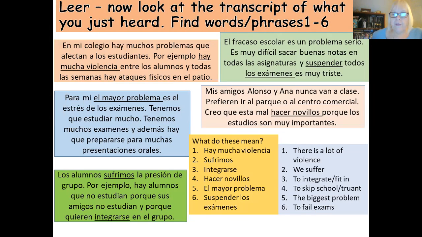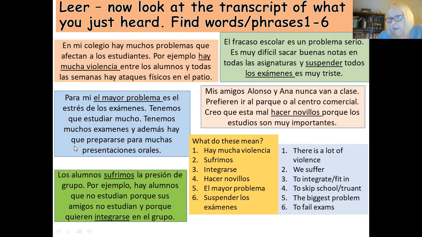There's other vocabulary in there that if you go through this and spend some time just having a look at some of the other language here, we've got afectar a, so they affect other students, afectan a los estudiantes. Entre, between, there is violence between students. Sacar buenas notas, you have to know that phrase to get good grades. Sacar buenas notas. Triste is sad. Además, besides, hay que prepararse, you have to get yourself ready.